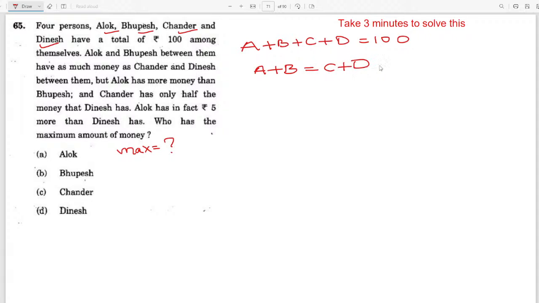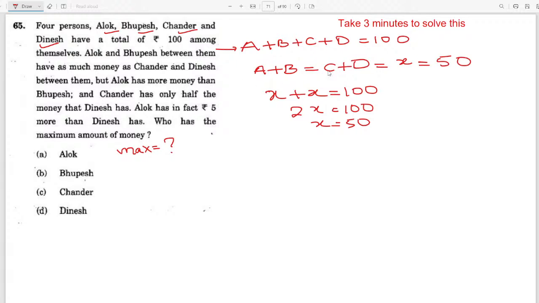And let this be X. So from this first equation, we have A plus B is X, C plus D is X, that is equal to 100. We have 2X is equal to 100. We have X is equal to 50. 100 by 2 is equal to 50. So A plus B is 50, C plus D is 50.